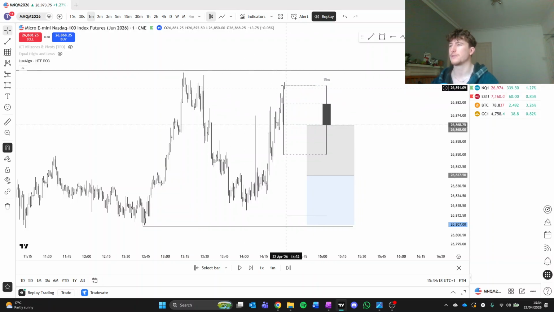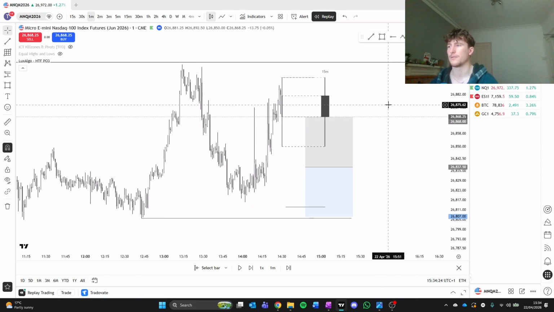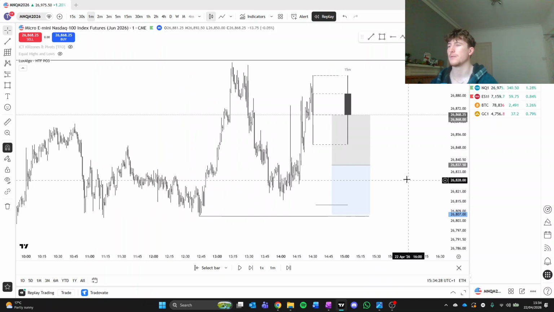Which is really good. So we've got relative equal highs here, here, and all-time highs, which does eventually get ran through. However, I took a short here. Why? I will show you why.